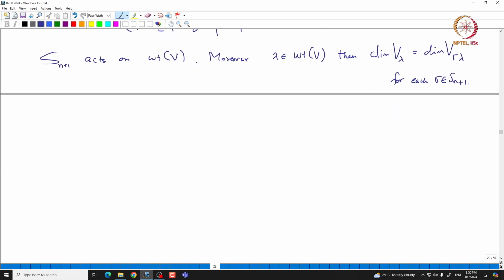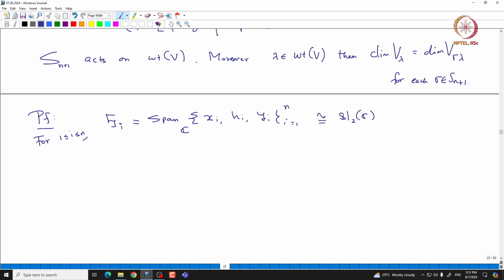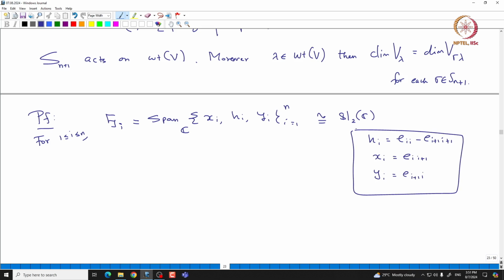For this we need to invoke again the SL2 representation theory. Let us recall what this SL2 copy is for each i. For i coming from 1 to n, we have S_i, which is the span of X_i, H_i and Y_i. This is indeed isomorphic to sl_2(C). Recall that H_i is nothing but E_{ii} minus E_{i+1,i+1}, X_i is nothing but E_{i,i+1}, and Y_i is nothing but E_{i+1,i}. These are the Chevalley generators.